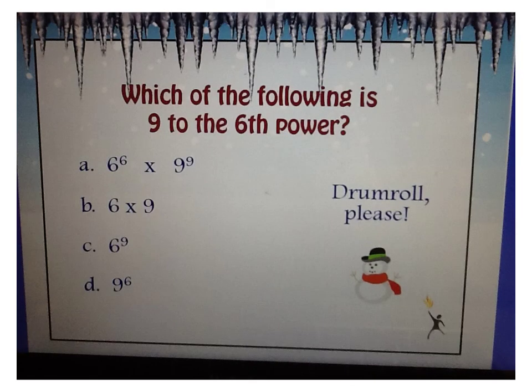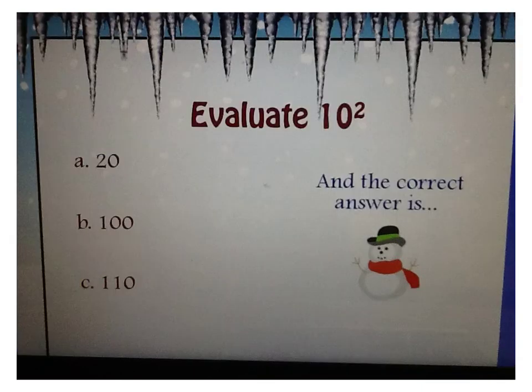Example, which of the following is 9 to the 6th power? Using your knowledge of 9 as a base and 6 as the exponent, if you gave the answer of C, 6 to the 9th, you mistakenly reversed the numbers. The actual answer should be D. 9 is your base and 6 is your exponent. So D should be your correct answer.